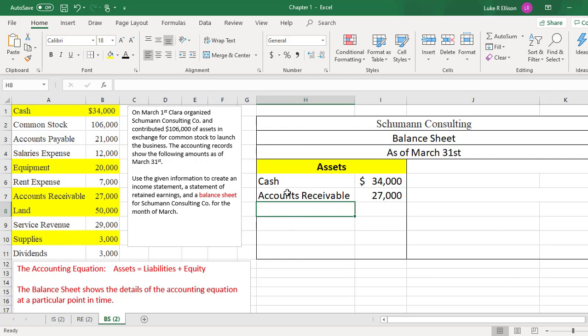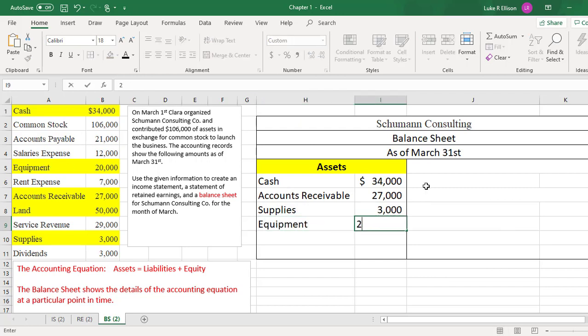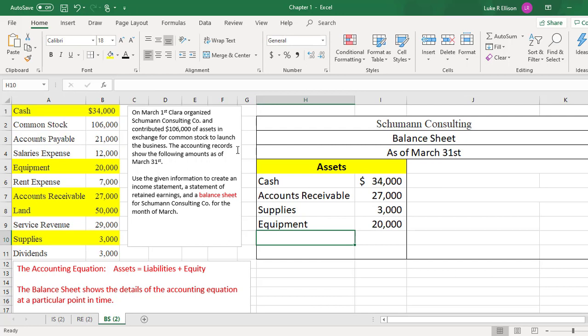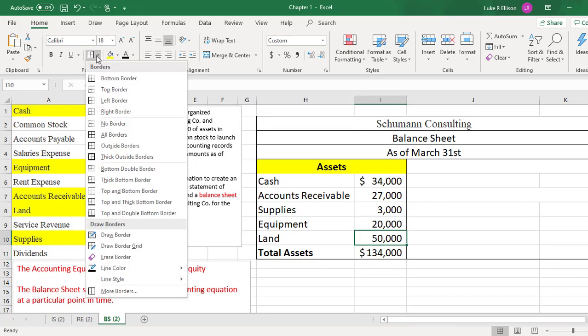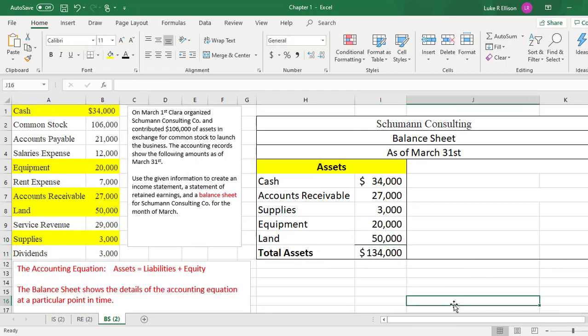Next thing would probably be the supplies. Those are usually used up fairly quickly. Next one would be the equipment. Usually that stays around for a little bit longer. And then finally the land, which is pretty permanent for the most part, unless you're relocating. Alright, so now that we have all these assets down here, we can go ahead and total those up. So total assets, we can add those together. If you had a calculator, you just add them in a calculator, but since I'm in Excel, I can use the sum function. And we find that the total assets are $134,000.